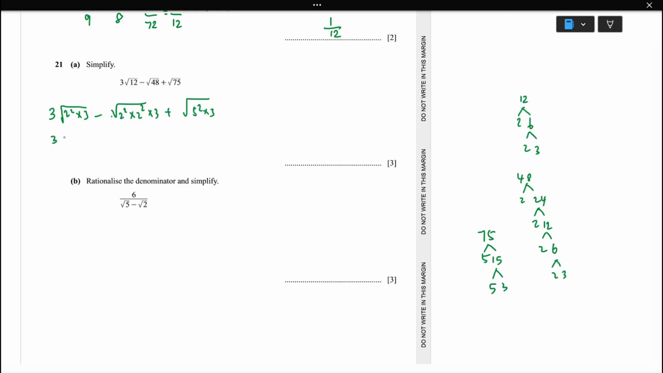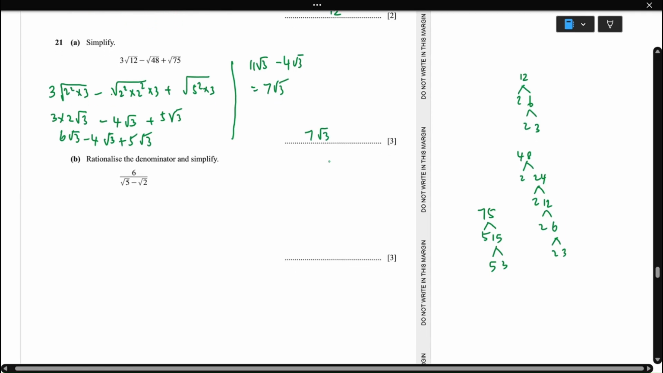From here I can bring 3 times the square root of 2 square out, which is 2 root 3, and minus, here 1 2 1 2, so a total of 4 can come out, 4 root 3, and plus 5 root 3. Which is 6 root 3 minus 4 root 3 plus 5 root 3. So next step, I'll add: 6 plus 5 is 11 root 3, minus 4 root 3, 11 minus 4 is 7. So 7 root 3 is the final simplified answer.